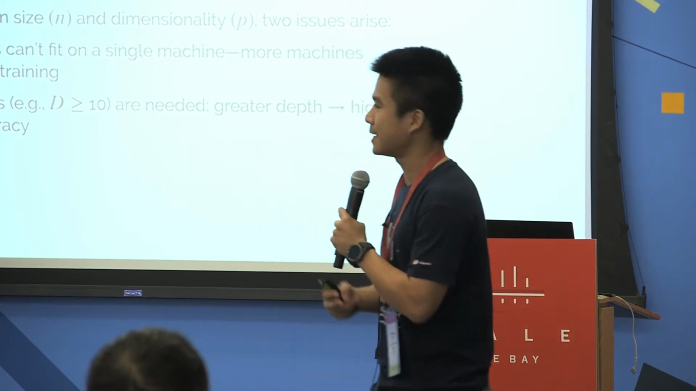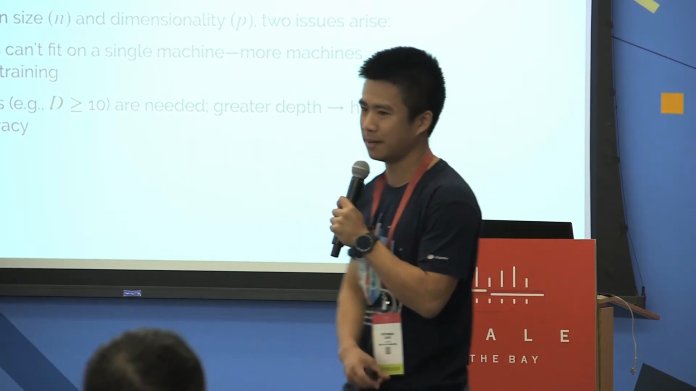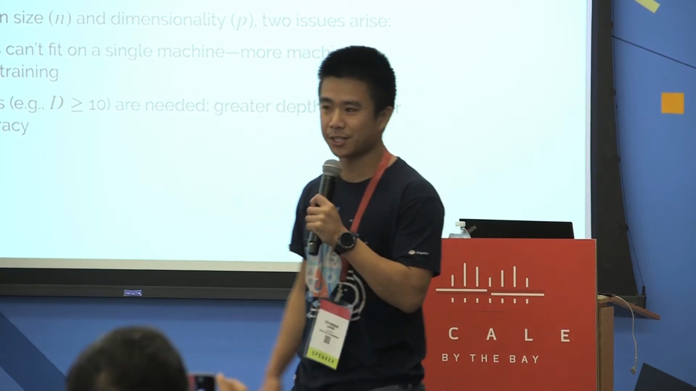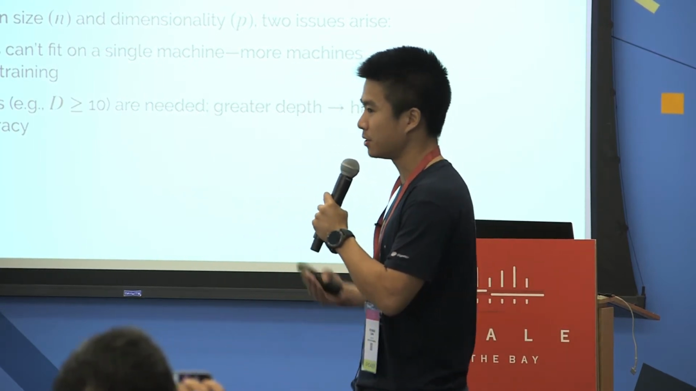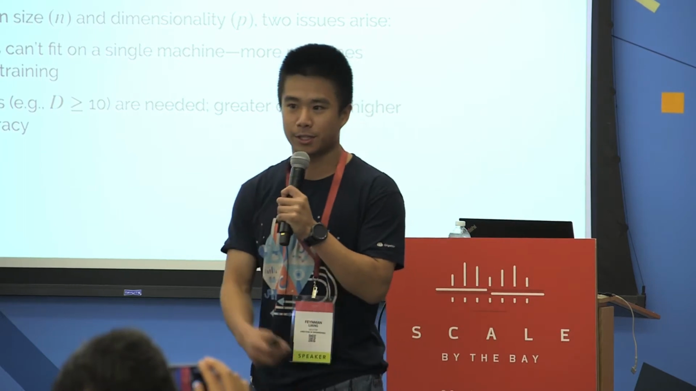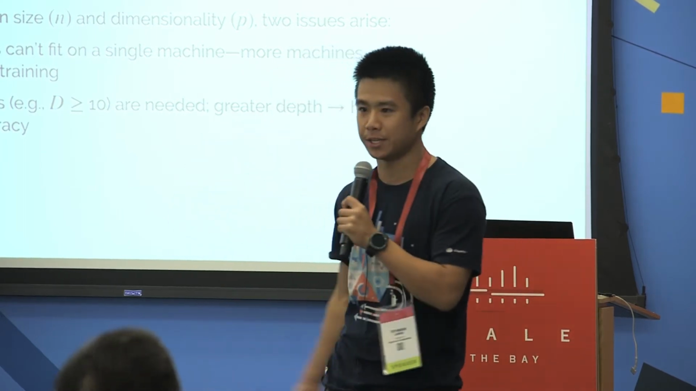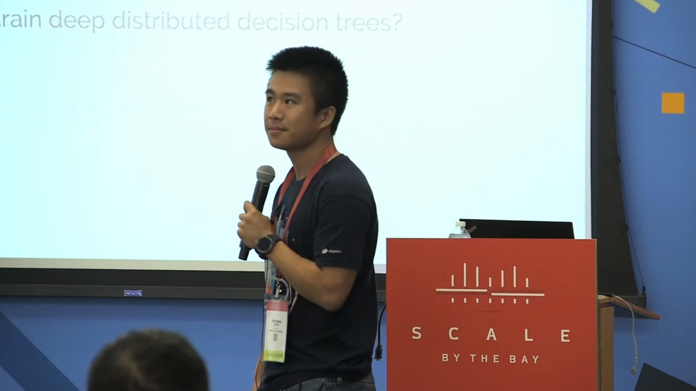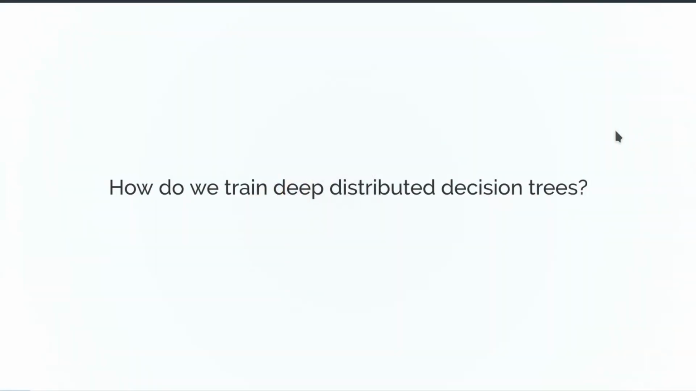As the dataset size, which I'm going to denote n throughout this talk, grows, or as the dimensionality p grows, we see a lot of different scaling issues, such as the data not fitting on a single machine, or as the decision tree depth d gets really large, we see an exponential number of leaves. So the question that we're going to answer during this talk is, how do we train deep decision trees on a distributed computing environment?